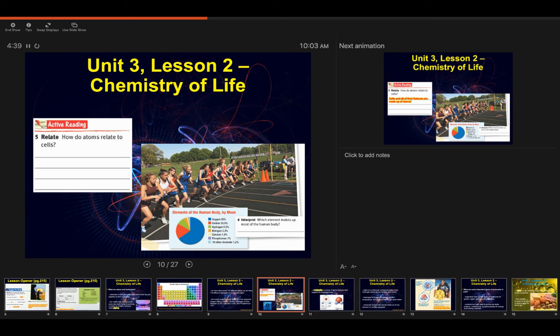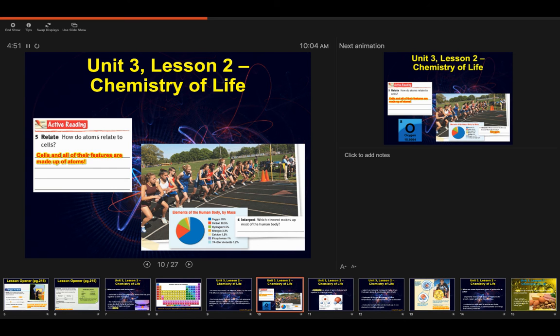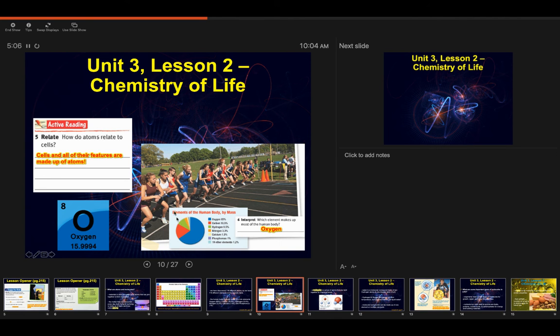Very important question: how do atoms relate to cells? Like, why in the midst of this life science lesson are we back to talking about atoms? Well, cells are made of atoms. Everything about cells is made of atoms. And we're going to start really looking at that on Friday. Here again is your list of elements in the human body. Again, it is a question you'll answer shortly. The biggest percentage is oxygen. There's also carbon, hydrogen, nitrogen, calcium, phosphorus.